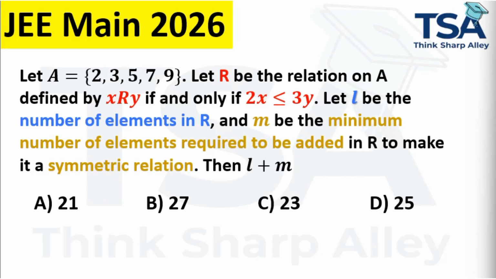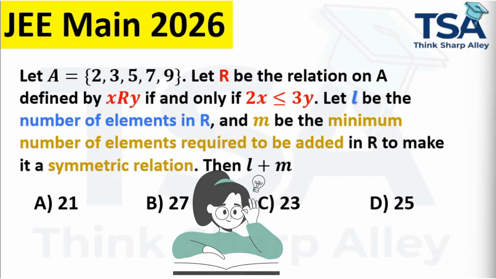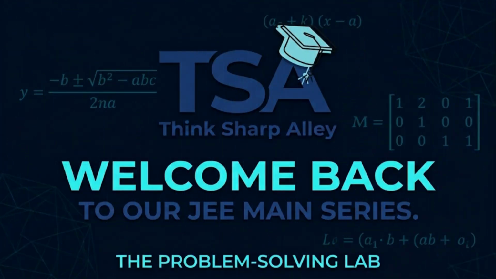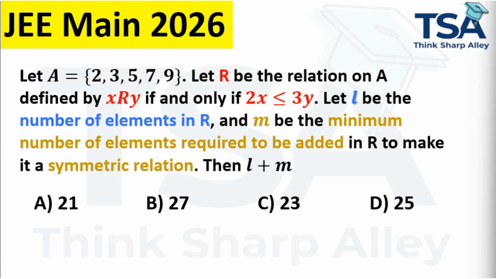Can you turn a messy relation into a perfect mirror? Welcome back to our JEE Main series. Today we are tackling question 3, a classic counting problem from sets and relations.